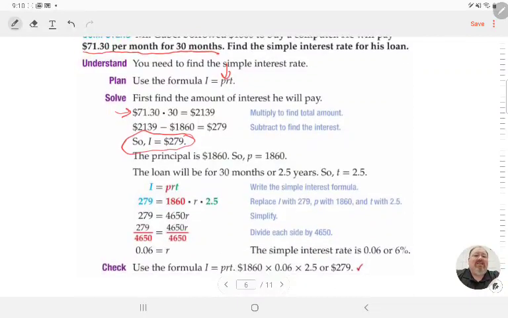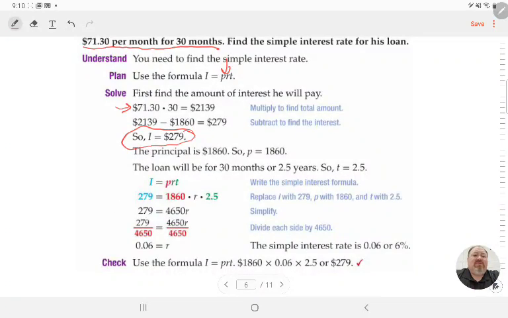Now I have everything I need to find the rate. I have my interest of $279. I have my principal of $1,860, looking for my R, and I know 30 months is actually 2.5 years. So I could take 30 divided by 12, and I get 2.5, okay? Because there's 12 months in a year. I would multiply 1,860 times 2.5 and get 4,650. Divide both sides by 4,650, and my R equals 0.06, or that would be 6%. Okay? All right.